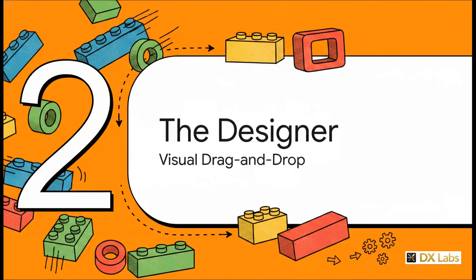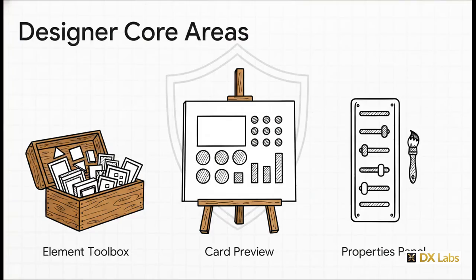That brings us to Section 2, the designer. Think of the designer like snapping together plastic building blocks instead of having to manufacture the plastic yourself. Copilot Studio gives you a really intuitive visual drag-and-drop editor. You don't have to write the JSON code from scratch. The interface gives you 3 main areas. First, the card preview, which shows your work in real time. Then the element toolbox, where you grab your pieces. And finally, the properties panel, which is where you tweak things like colors, text, and sizes. The really brilliant part here is that the designer generates valid JSON behind the scenes, mathematically protecting you from syntax errors while you construct the layout.